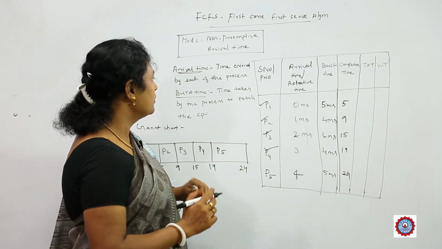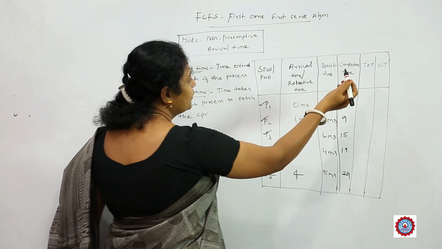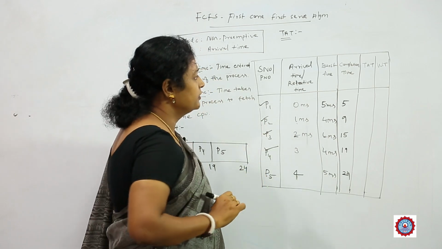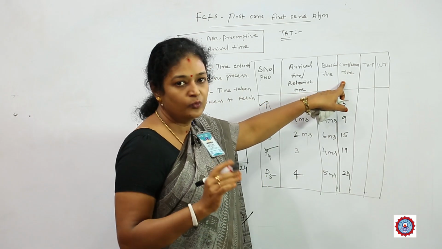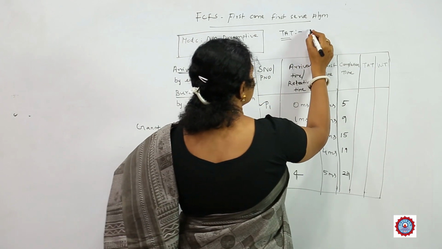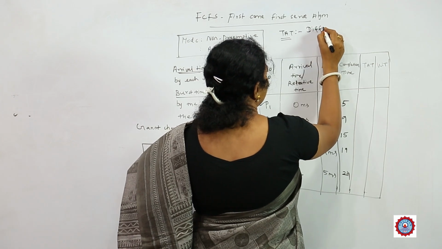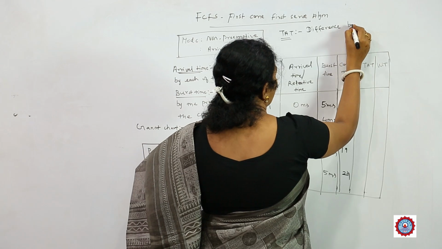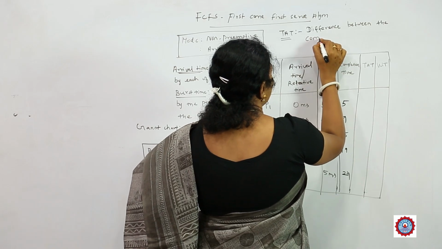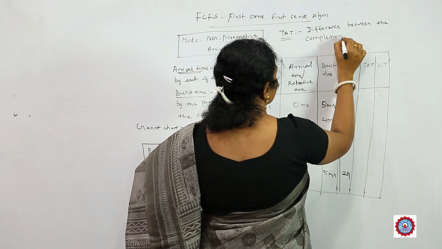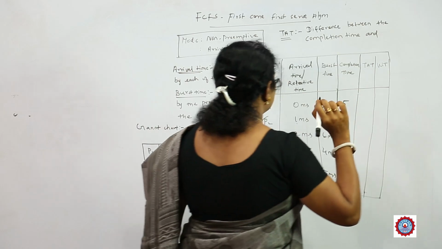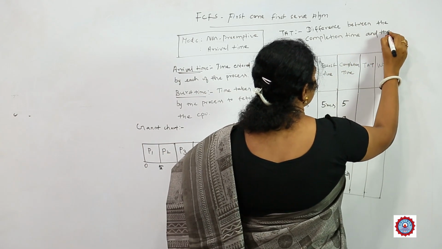Based on this, we are going to calculate the turnaround time. How will the turnaround time be calculated? Basically, turnaround time will be the time difference between the completion time and the arrival time. So, the difference between the completion time and the arrival time.